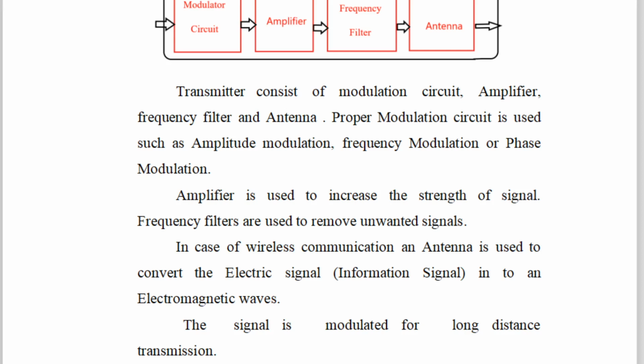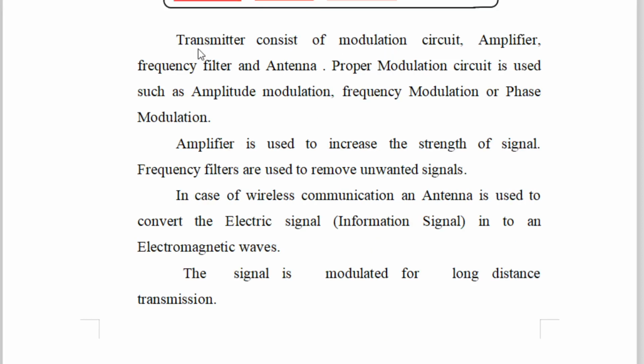So let us proceed for the next block. So here I have given the detailed information of each block. Transmitter consists of modulation circuit, amplifier, frequency filter, antenna. Proper modulation circuit is used. Now what kind of modulation you want to do? Analog modulation or digital modulation? So I have quoted the example of analog modulation. Say suppose amplitude modulation, frequency modulation, or phase modulation. So proper modulation circuit is to be used. Amplifier is used to increase the strength of the signal. Frequency filters are used to remove the unwanted signal.